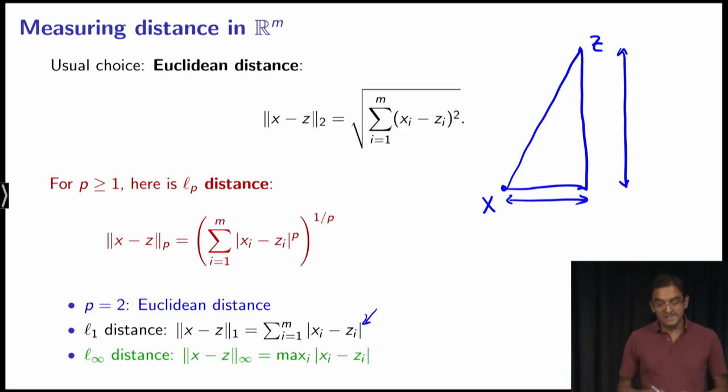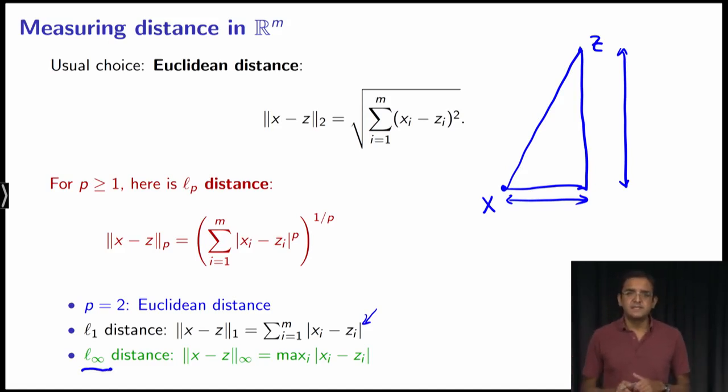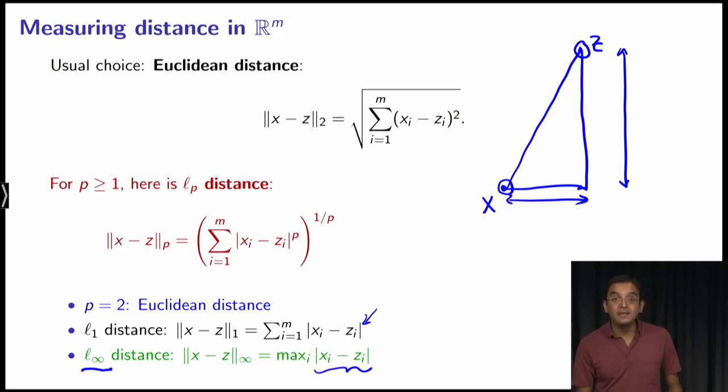Another interesting choice is L infinity distance, which is the last one here in green. What L infinity distance does is to simply look at the single coordinate along which the distance between x and z is the greatest. The single coordinate with the largest difference xi minus zi. So in the case of these 2 points over here, z and x, the L infinity distance between them would simply be this.